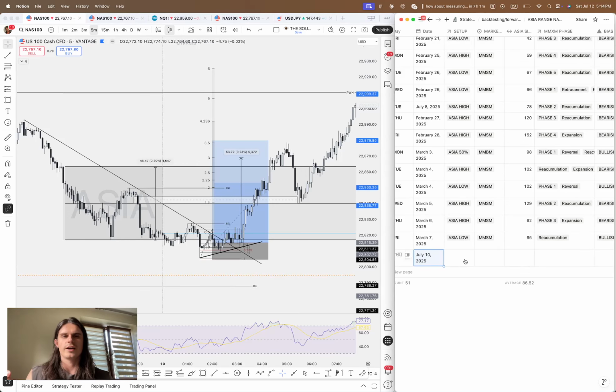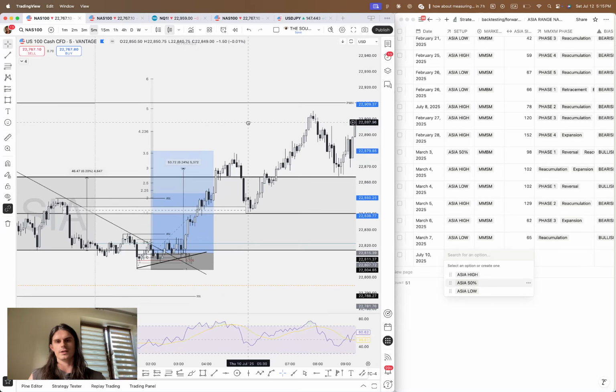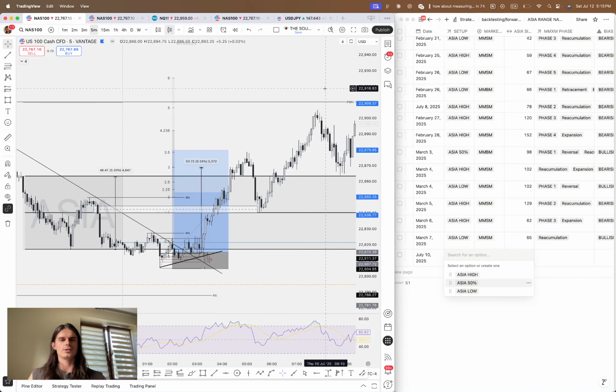Now, what are the variables? I have three setups that are likely to occur. First one is the Asia high. So it's basically when the price takes the Asia high and reverses to the downside. Then the Asia 50%, it's basically when the price is already trending in one direction. It retests the 50% of Asian range and it just continues to the upside.